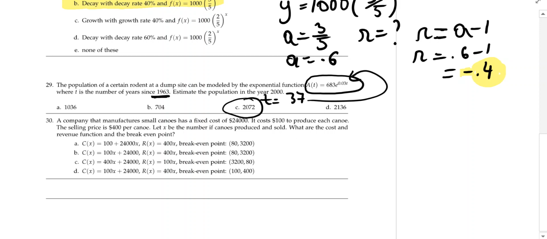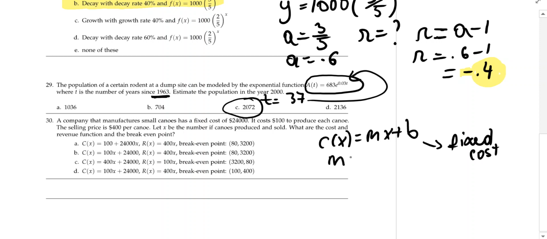All right, and the last multiple choice says a company that manufactures small canoes has a fixed cost of 24,000. It costs 100 to produce each canoe. So your cost function is going to be a linear function. It's mx plus b, where b is your fixed cost. And then m is how much it costs for each x, for each canoe. So m is going to be 100. X is the number of canoes produced.